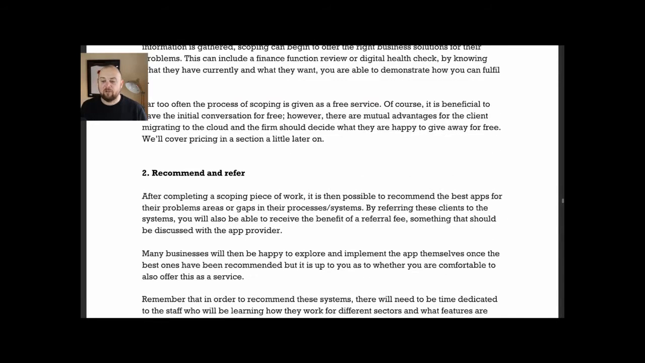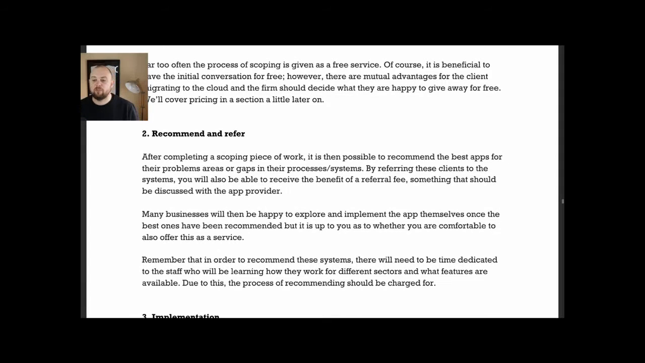The next option you've got once you've scoped and understood, now you understand the process, is that you're going to recommend and refer. So here's some apps and you can go and self-implement, or the apps will implement on your behalf, or whatever you might be.